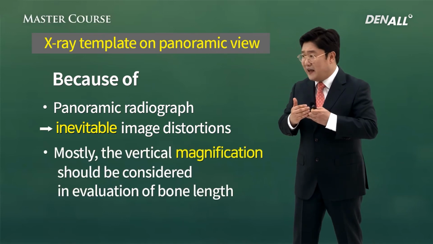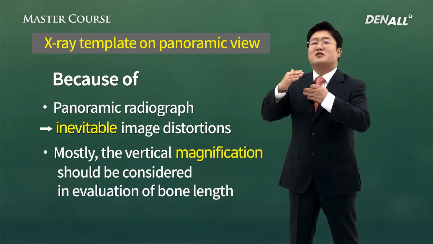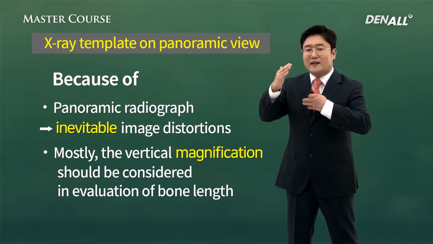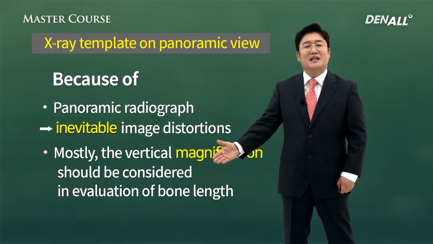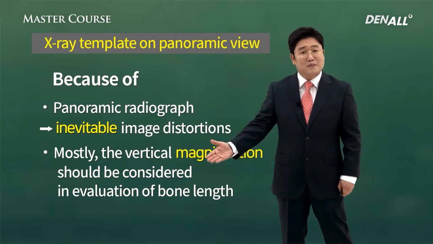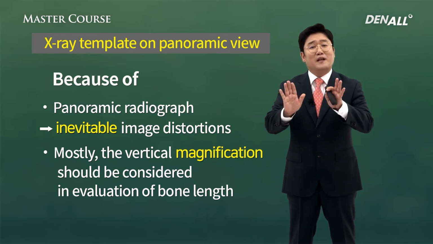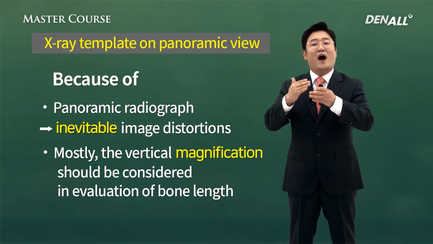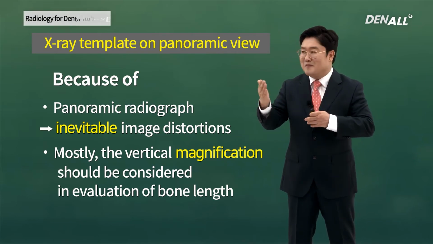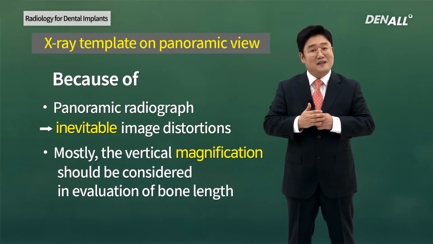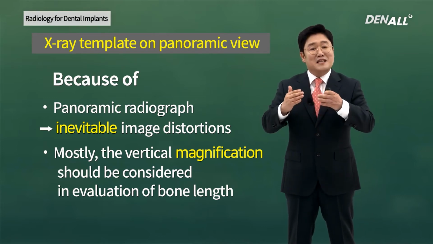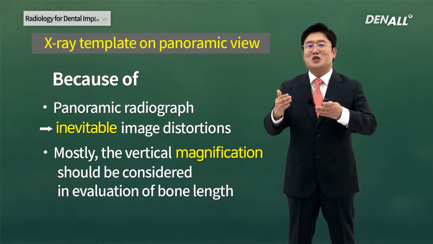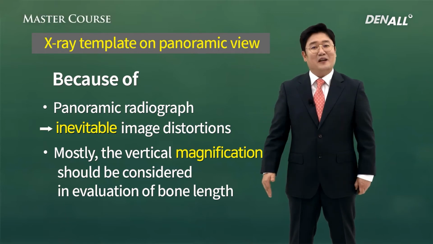If you compare horizontal and vertical changes, vertical distortions. Among the distortions, magnification rather than shrink is the problem. In most panorama equipment, 25% magnification is observed. So, on the X-ray template you saw before, 25% magnified implant fixtures were included.